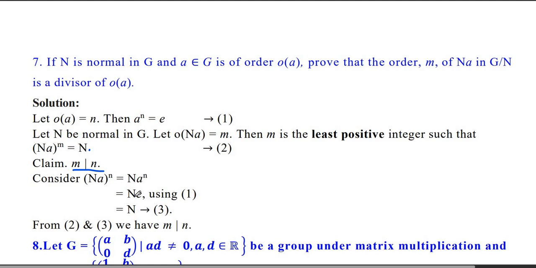So we have this step, and when you consider A power n, we have by equation 1 that it is E, but E being a member of N, it will be absorbed by N, so you have N. So Na raised to n is N, Na raised to m is also N, of which m is least. So the least must divide any other. So based on that, we conclude that m divides n.